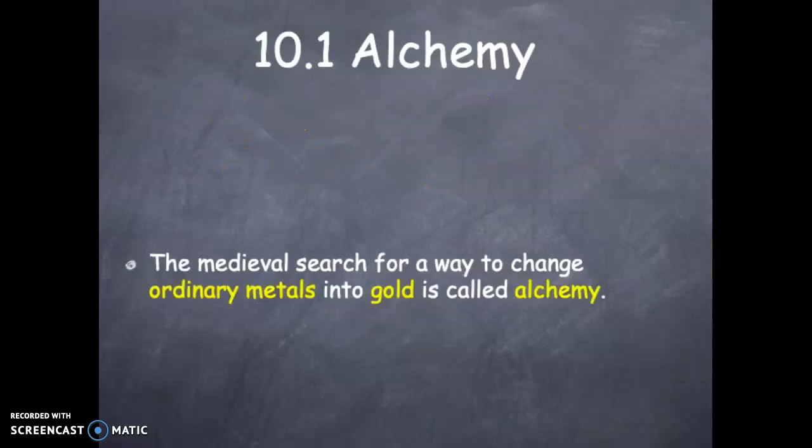Alchemy. Alchemy was the medieval search for a way to change ordinary metals into gold, and that process was called alchemy. Of course, it failed. There was no process at that time to change other metals into gold.